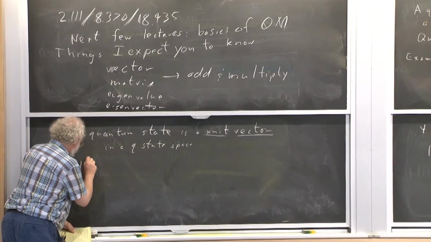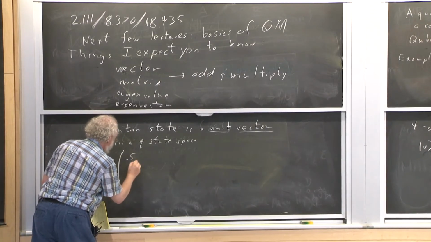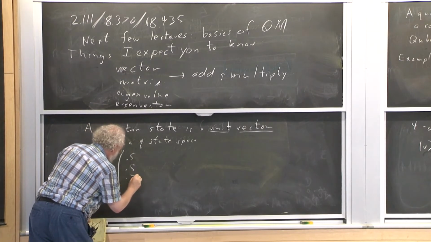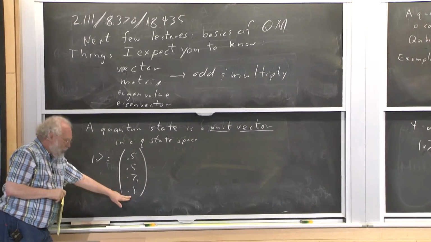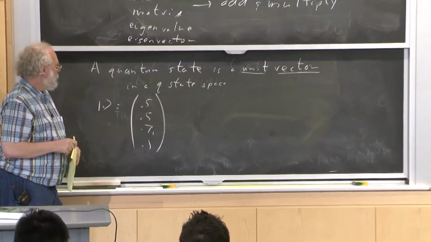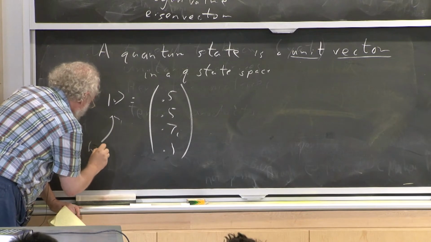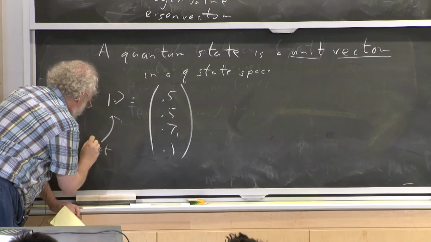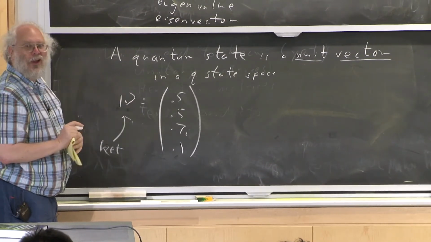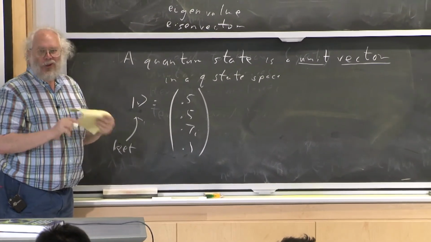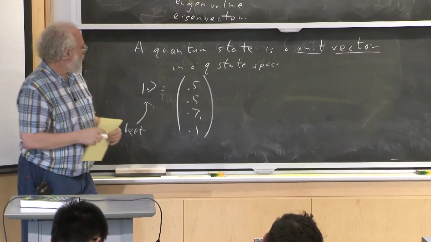For example, V might be 0.5, 0.5, 0.7i, 0.1, which, if you sum the squares of these, you get 1, so it's a unit vector. And this funny-looking thing is called a ket. This is Dirac notation, and it can be very useful. I hope to show you a calculation in which it's useful later today.